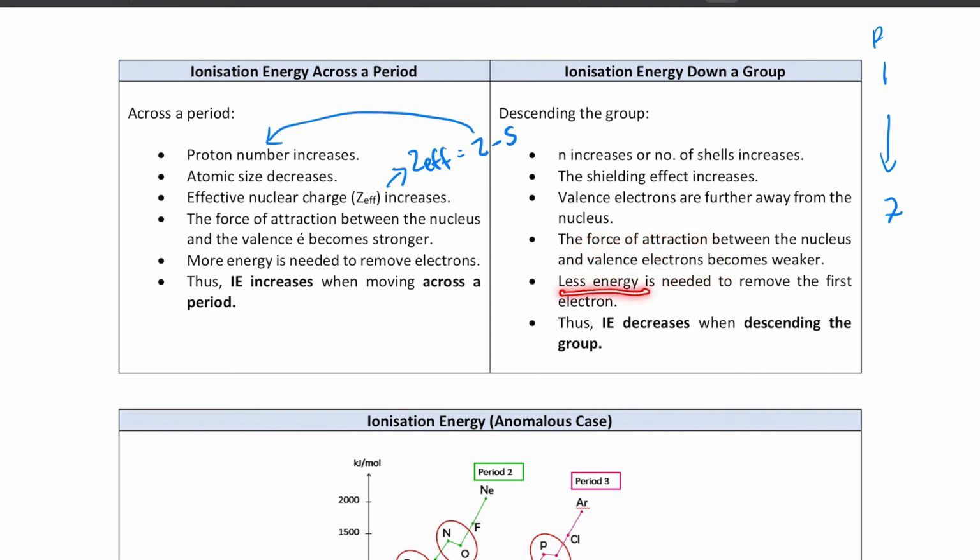Okay, so bila senang nak remove, less energy is needed to remove the first electron. Atau the first electron here means the valence electron lah, sebab the first electron remove. Okay, right, and then thus ionization energy decreases when descending a group. So that means bila kita going down group, ionization energy dia akan makin berkurang sebab size makin besar, jarak antara nukleus dan valence electron makin jauh, attraction makin lemah. So senang untuk remove electron.